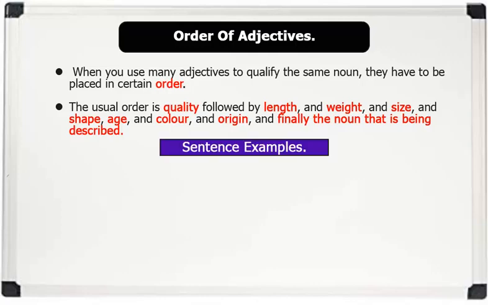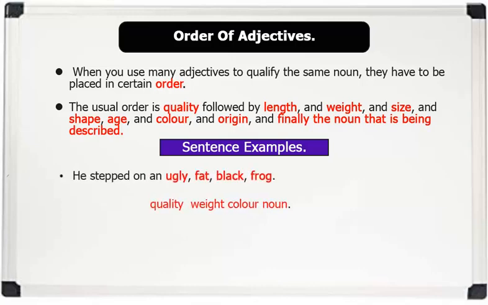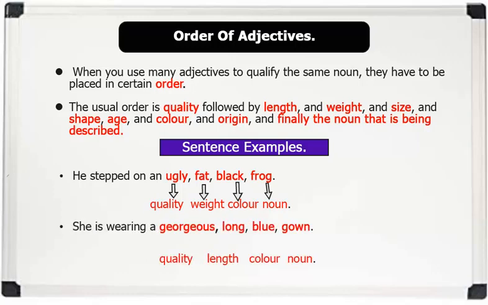Sentence examples: 1. He stepped on an ugly fat black frog. Note, in this sentence, the adjectives are placed in this order: quality, followed by weight, and color, and finally the noun, frog. 2. She is wearing a gorgeous long blue gown. In this second sentence, the adjectives are placed in this order: quality, followed by length, color, and finally the noun, gown. Let's go over to assignment.